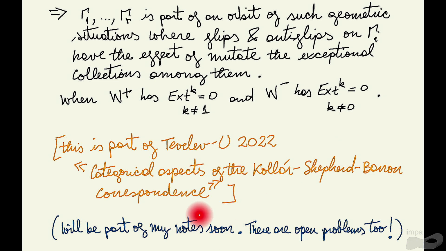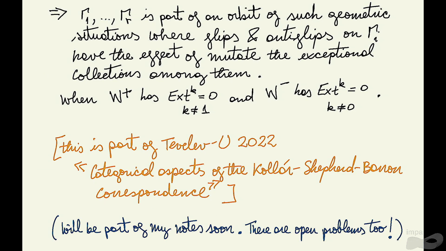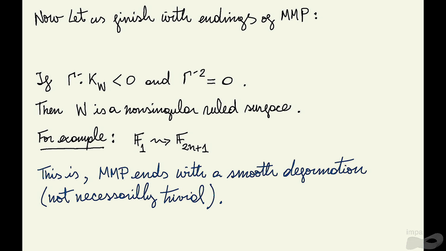And this is part of my paper with Genia, 2022, that is called Categorical Aspects of the Kollár-Shepherd-Barron Correspondence, and will be part of my notes. And there are open problems too related to this. Okay. So this was the parenthesis on exceptional vector bundles and collections, in case you are interested in that.